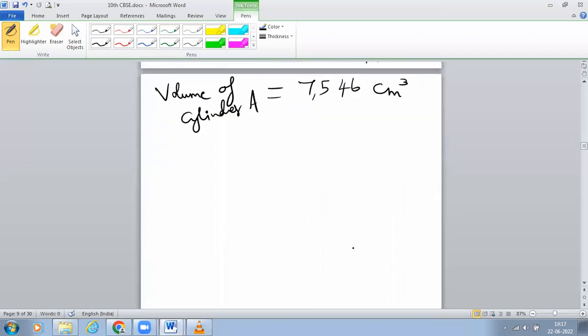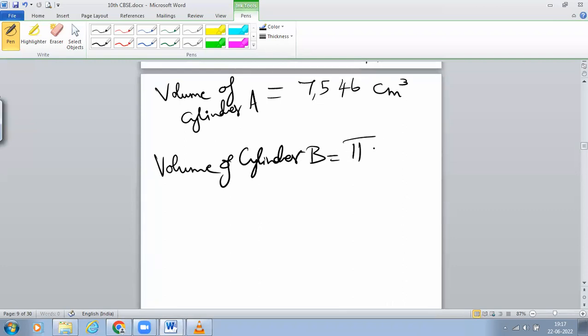Now we have to find the volume of cylinder B. First, I'll write the formula for cylinder B, which is the same formula, pi r square h. This is the formula for finding the volume of a cylinder. So this is for the radius of cylinder B, right? So I'll put it here, RB. So pi r square into h.